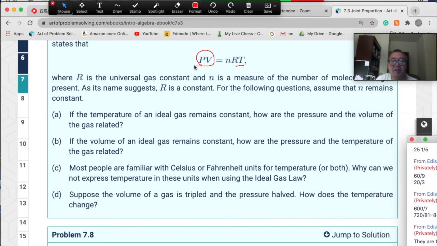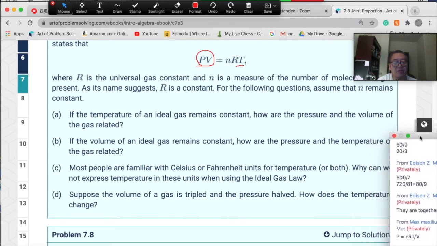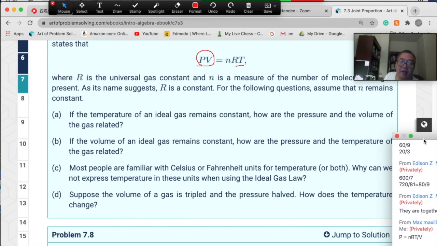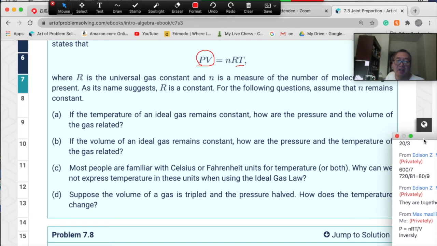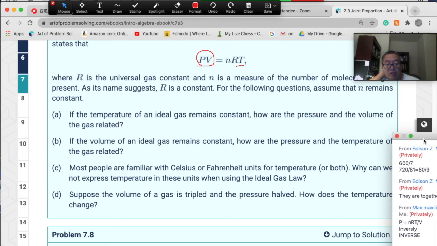The relationship between P and V is not together. What is the relationship between P and V? Yeah, that's a relation. That's a formula. But is it directly proportional or inversely proportional? So Max, you write that formula is correct, but I want to know whether P and V are directly proportional or inversely proportional. Okay, inversely proportional. Yeah, that's correct. Okay, so Max, you're right.